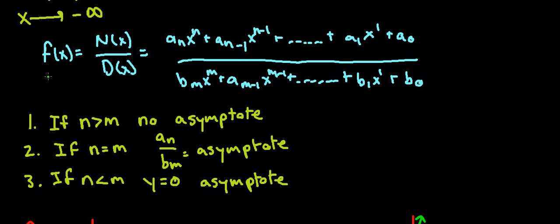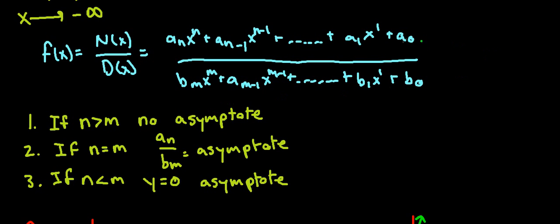So if we have a rational function, a numerator of some general polynomial in x to the n, and then another general polynomial in the form of b_m x to the m. And our rules are if n is greater than m, so if the power of the numerator is greater than the power of the denominator, then there is going to be no asymptote.